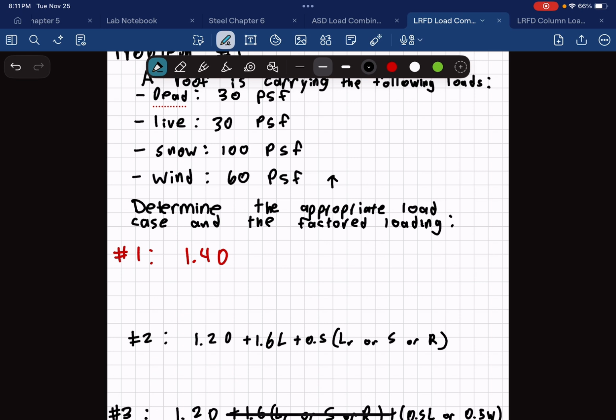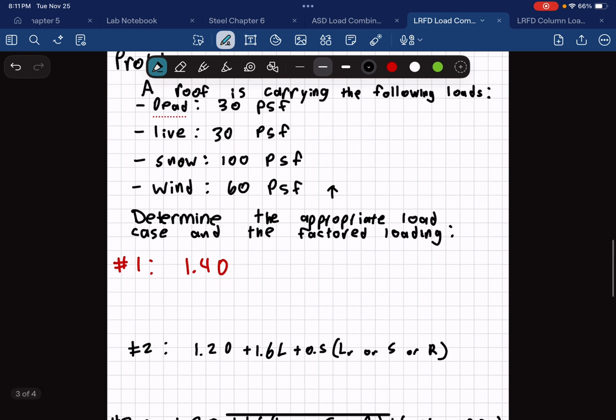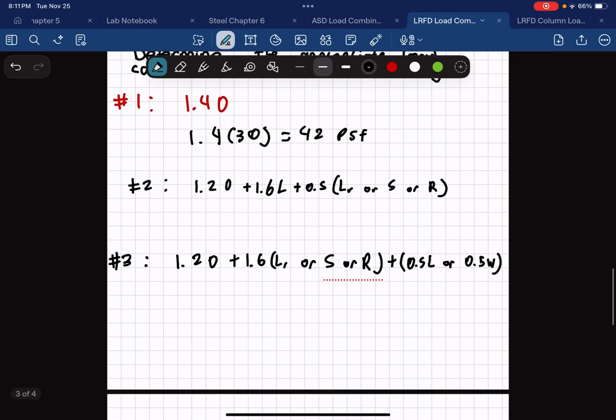So we have our 5 equations written down here. We're just going to go through them and we're going to see what we come up with. 1.4 dead is going to be 1.4 times 30, which if we pull out our calculators and we look at it, we have 1.4 times 30 is 42 psf. Relatively low, but let's see what our other equations give us.